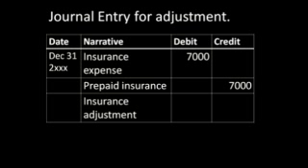A journal entry is now required to reflect this. The insurance expense account will be debited with $7,000 to show the increase in the expense. The prepaid insurance account will be credited with $7,000 to show the decrease in the asset of prepaid insurance.